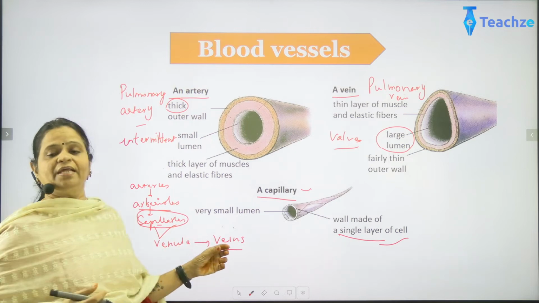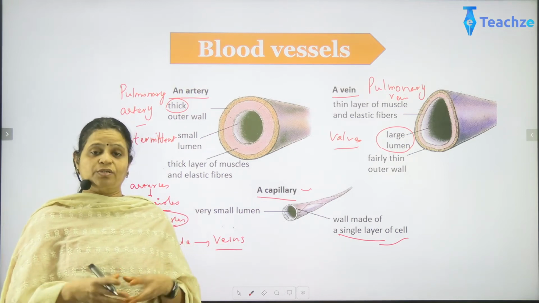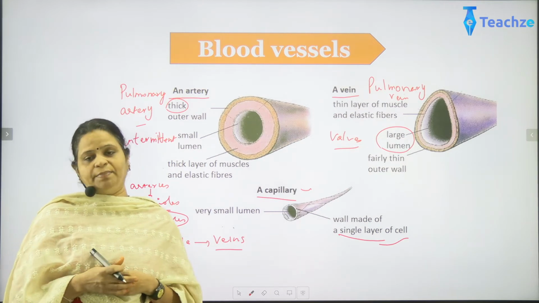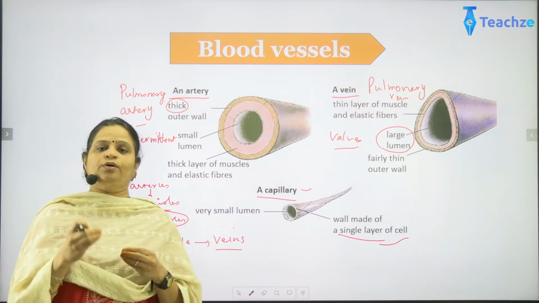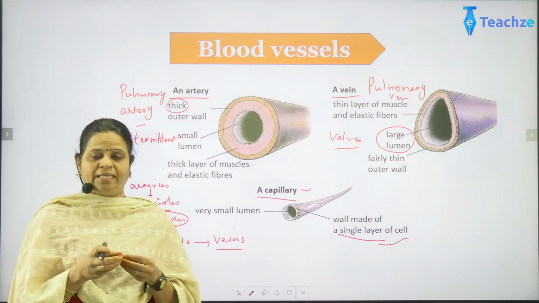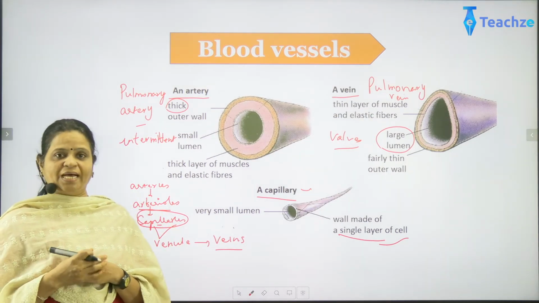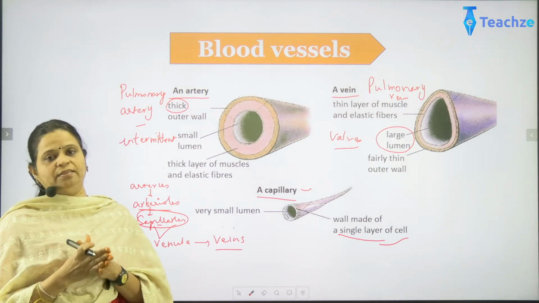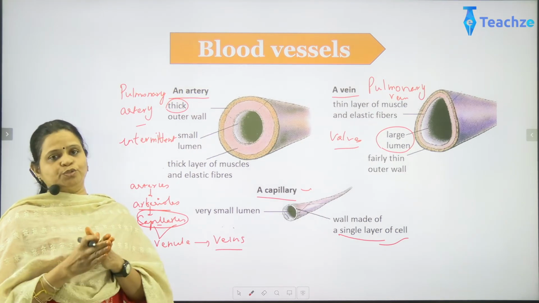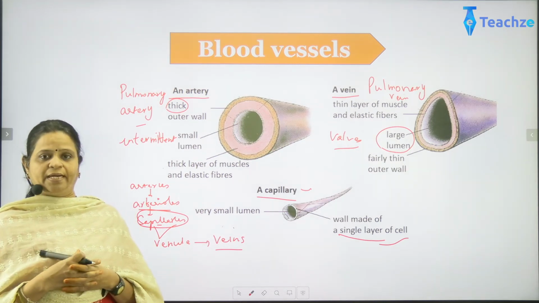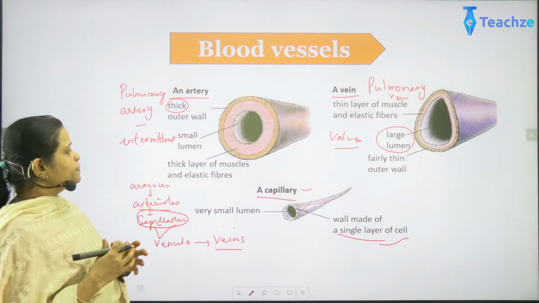Now they are a very, very important part of the system because that is where the exchange takes place. So when we did the breathing and exchange of gases session, we talked about capillaries being there in the alveoli region, where there is exchange of gases between the tissues and the alveoli. So there also we talked about lots of capillaries to increase the surface area at that junction. Now this is all about the blood vessels.